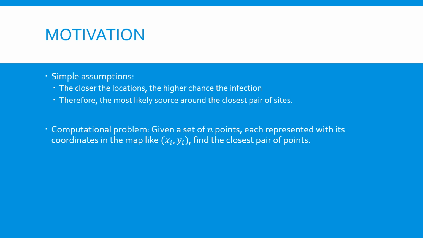This example motivates the following computational problem. Given a set of endpoints, each represented by a two-dimensional coordinate (xi, yi), find the closest pair of points. You can think of the coordinates (xi, yi) as the latitude and longitude in the map. This problem is known as the two-dimensional closest pair of points problem.